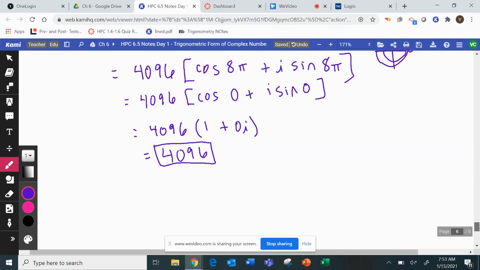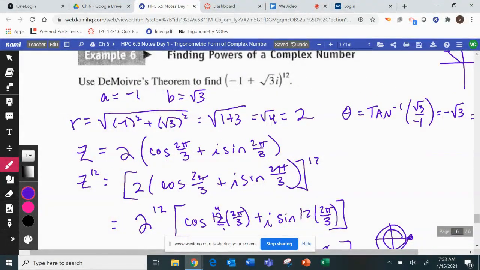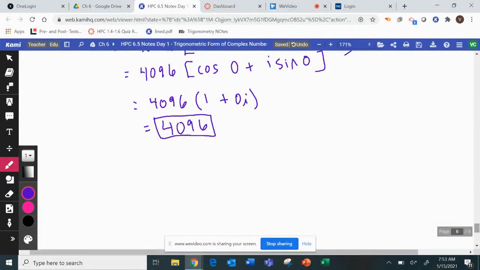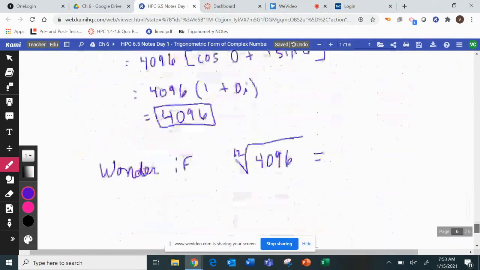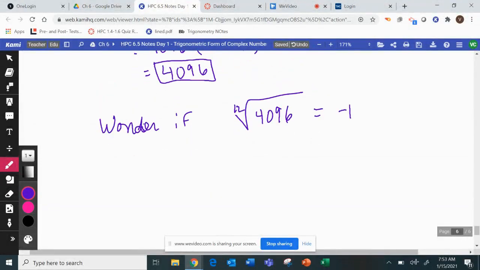That is -1 plus square root 3 i to the 12th. It's 4096. I wonder if the 12th root of 4096 is equal to -1 plus square root 3 i.